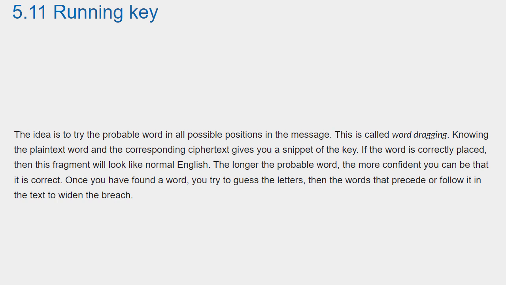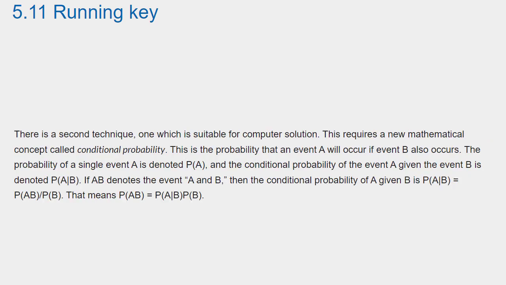Knowing the plain text word and the corresponding ciphertext gives you a snippet of the key. If the word is correctly placed, then this fragment will look like normal English. The longer the probable word, the more confident you can be that it is correct. Once you have found a word, you try to guess the letters, then the words that precede or follow it in the text to widen the breach.